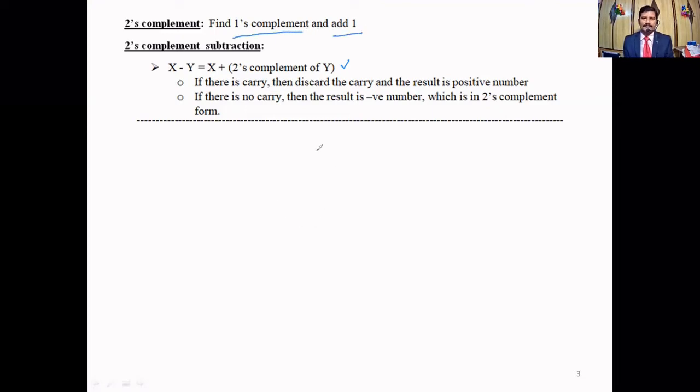Suppose subtraction is done using twos complement, x minus y. In the sum, if there is a carry, then discard the carry and the result is a positive number. If there is no carry, then the result is a negative number that is in twos complement form. If you want the decimal equivalent of the twos complement form, because the sum is in twos complement, you take the twos complement back so that we can get the correct decimal equivalent. So let us see.